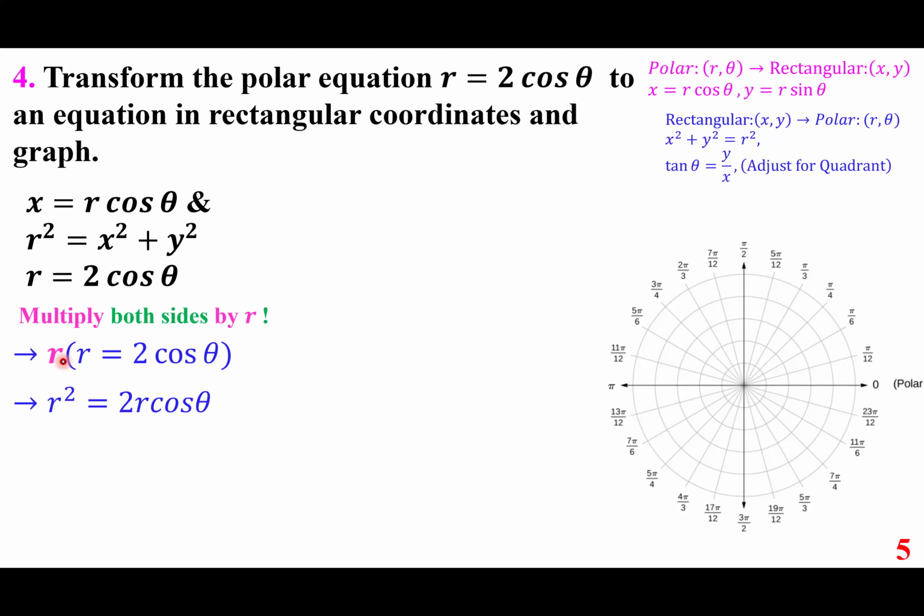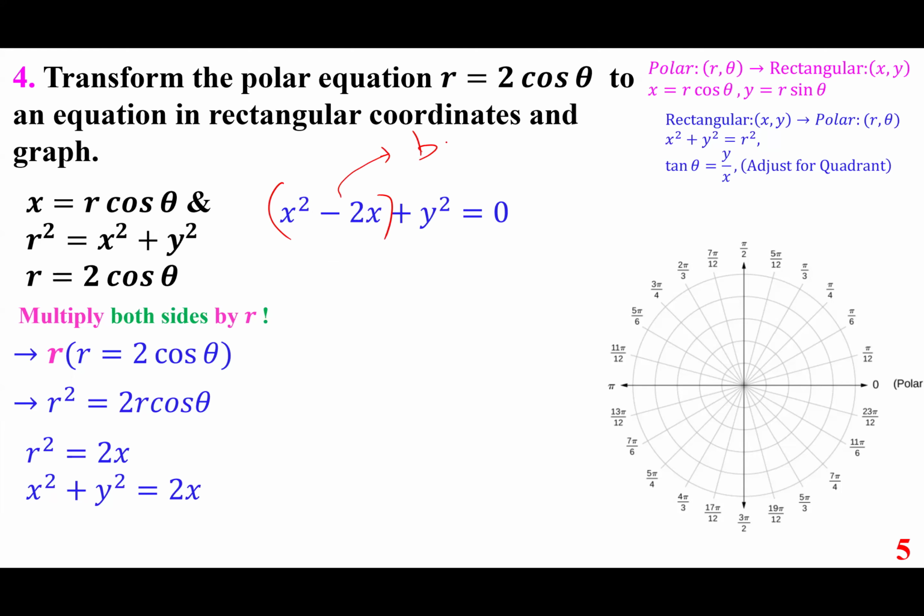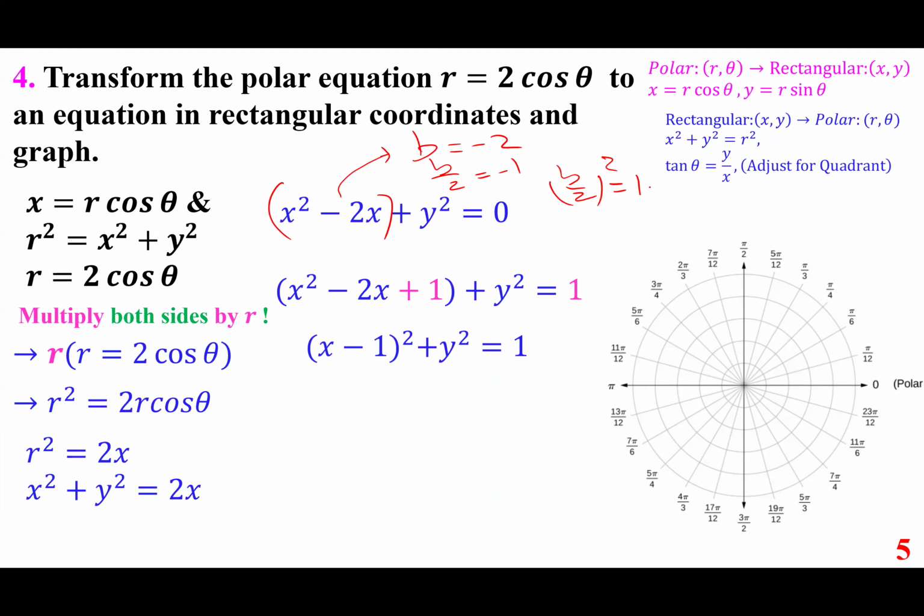So r cosine theta is x, therefore this is 2x, and x squared plus y squared is r squared. We are going to bring everything to the same side. And for this one, b is -2. Divide by 2 is -1. Square root is +1. We are completing the square, everybody. And so the left side is x minus 1 squared plus y squared equals 1.